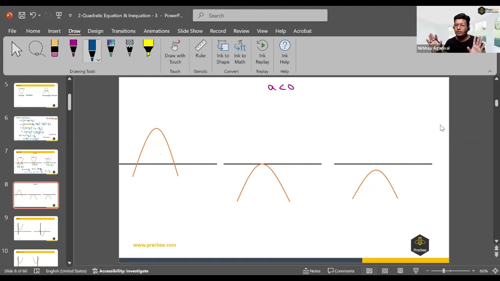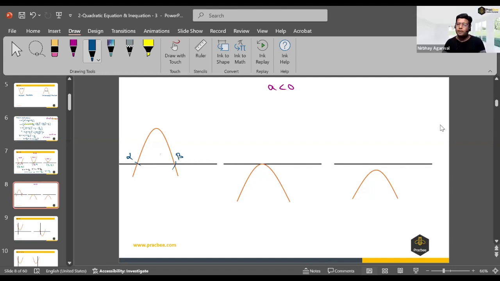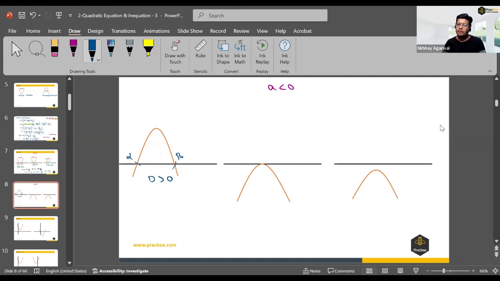That is another condition. But I want to know, according to the graph, this graph cuts at two different points. It means two zeros will be present, alpha and beta. So when you have two real and distinct zeros, D is greater than 0. Yes, I have understood now. So it should be greater than 0.